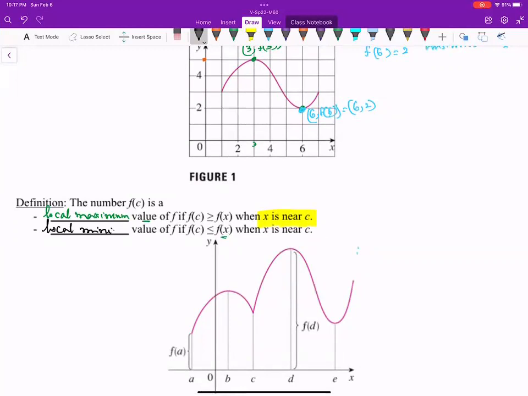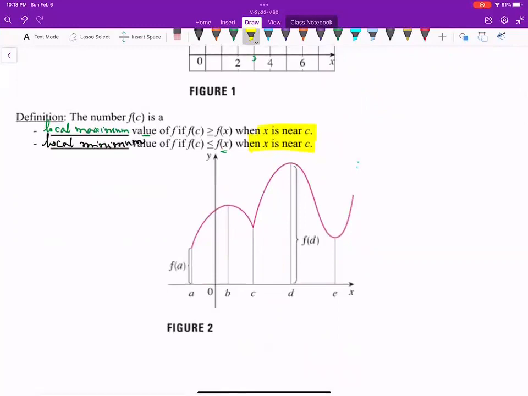In the same way, you will have a local minimum value of f if f of c is smaller than or equal to f of x. f of c is smaller than or equal to any other y when x is near c, in the neighborhood of c. So you see in this graph some peaks, some valleys.